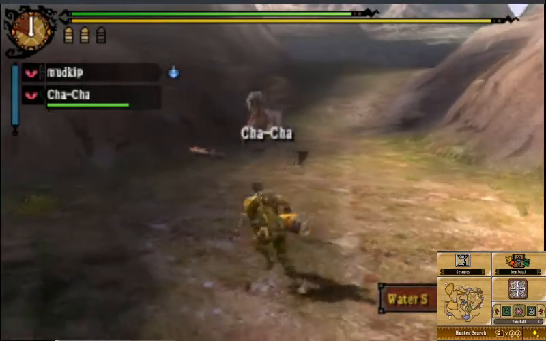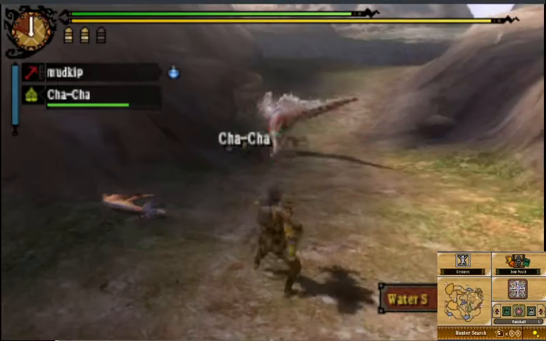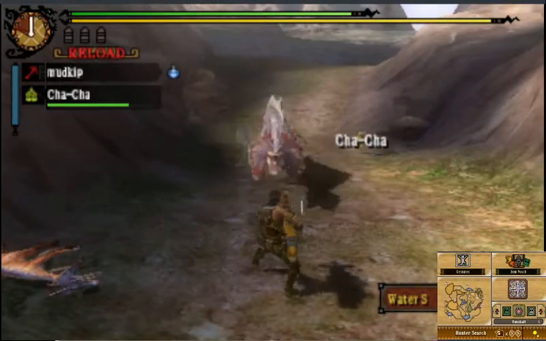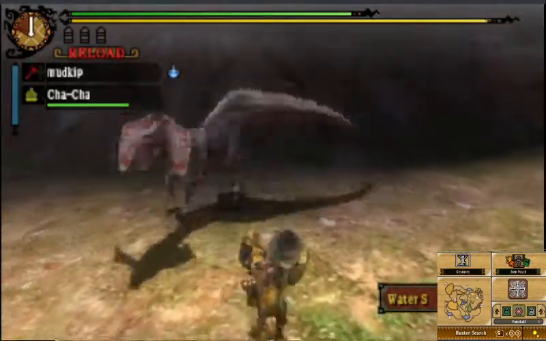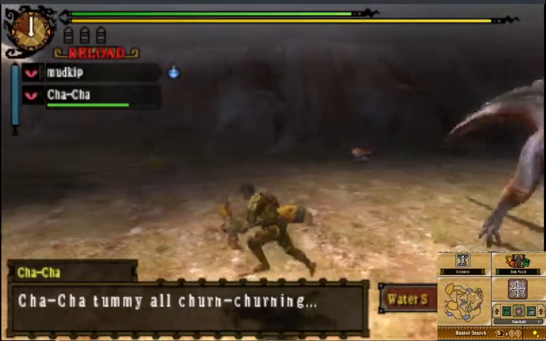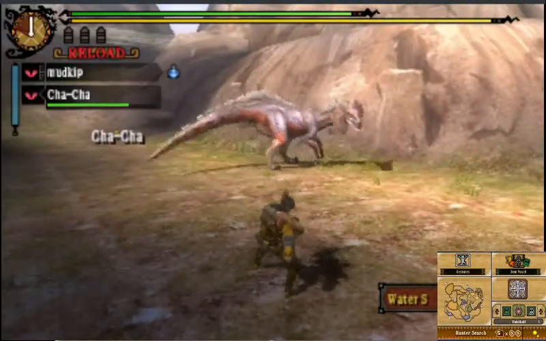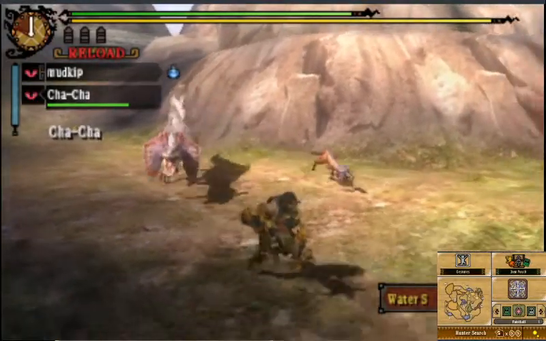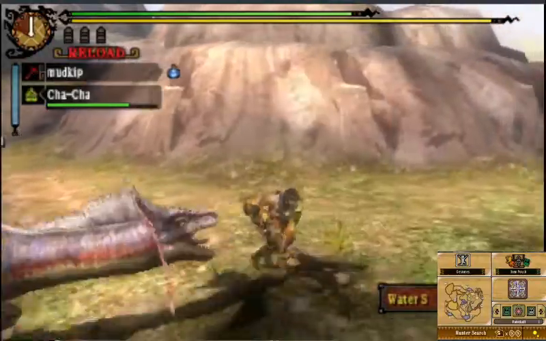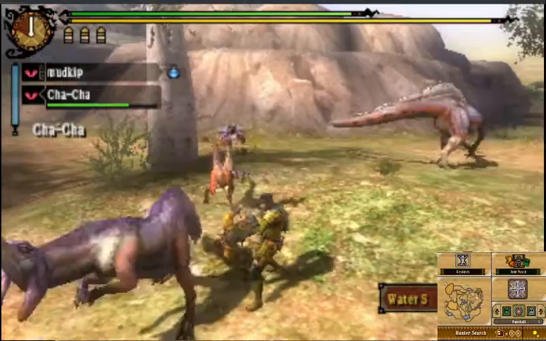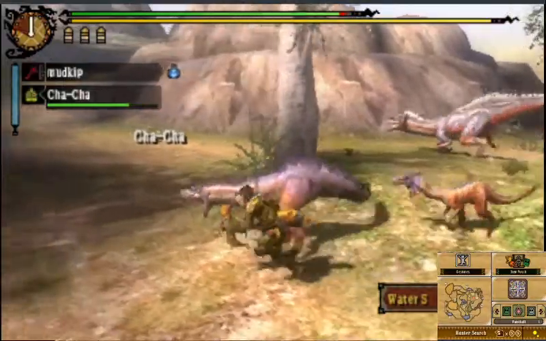Right. Right, remember you want to stay at range because you are a ranged user. Oh crap. You got to reload. Always reload in a place where you are out of danger. Oh my god.